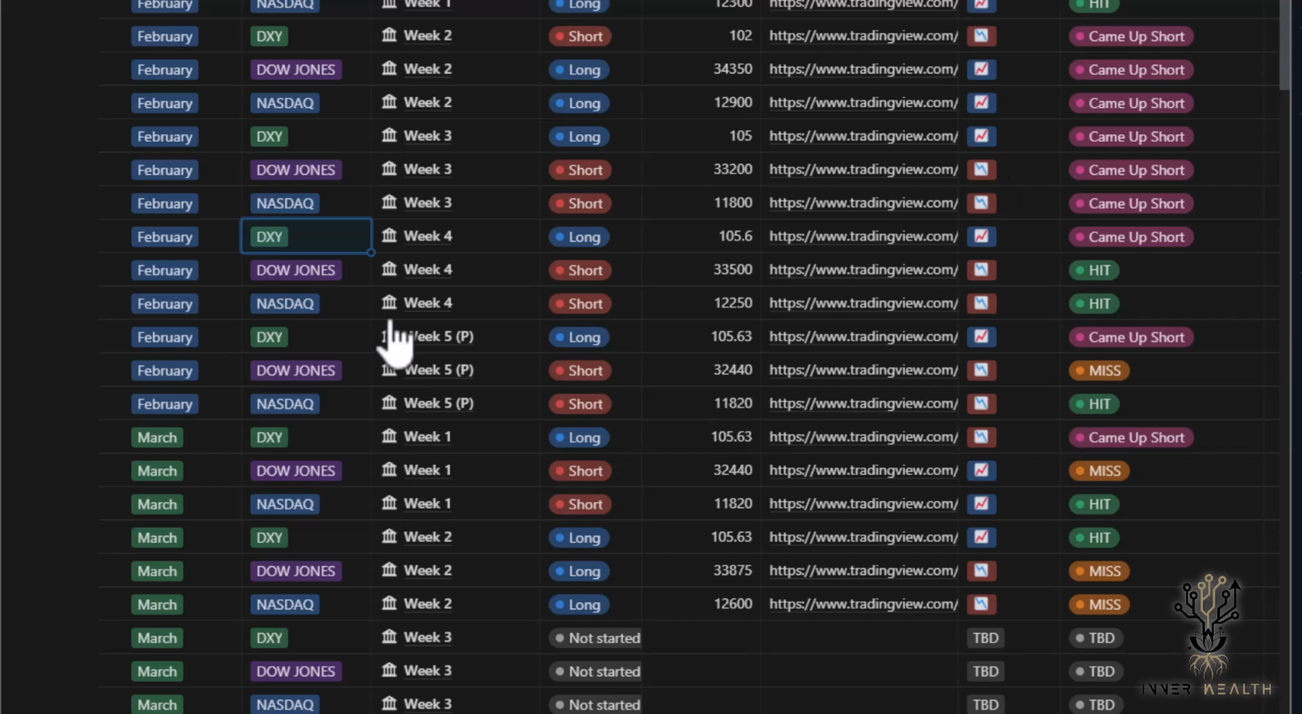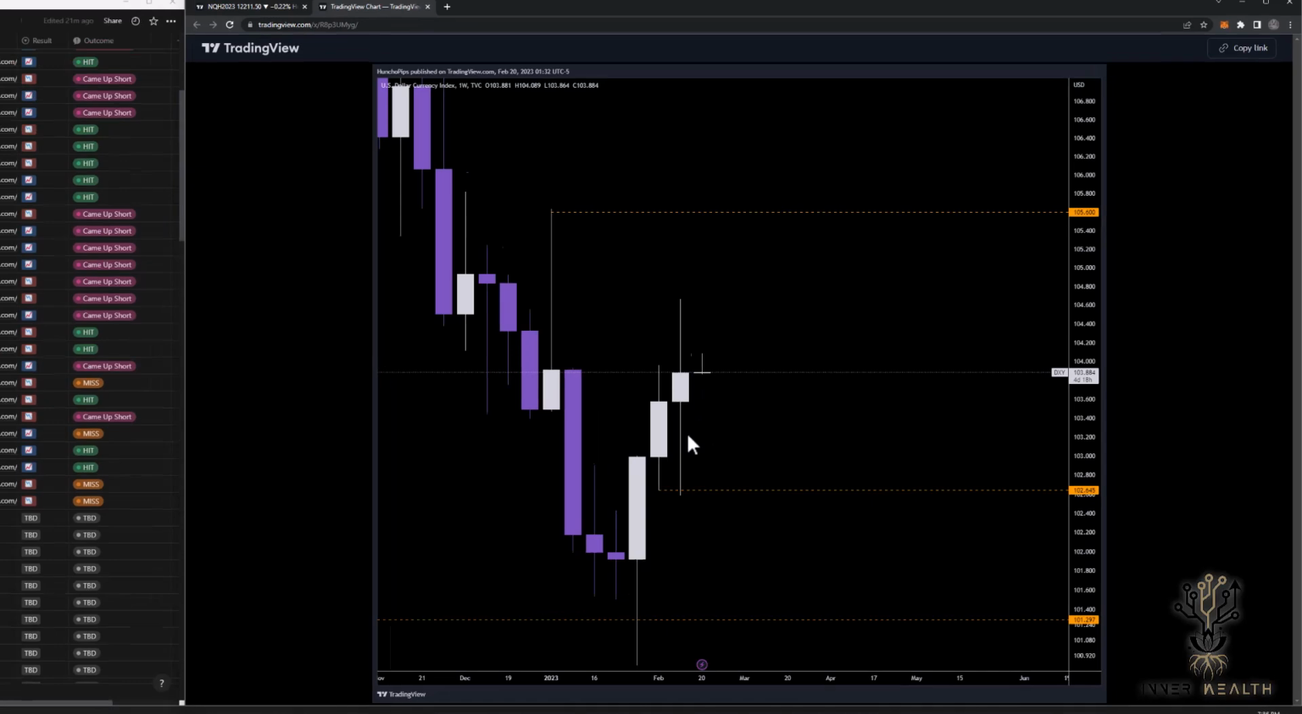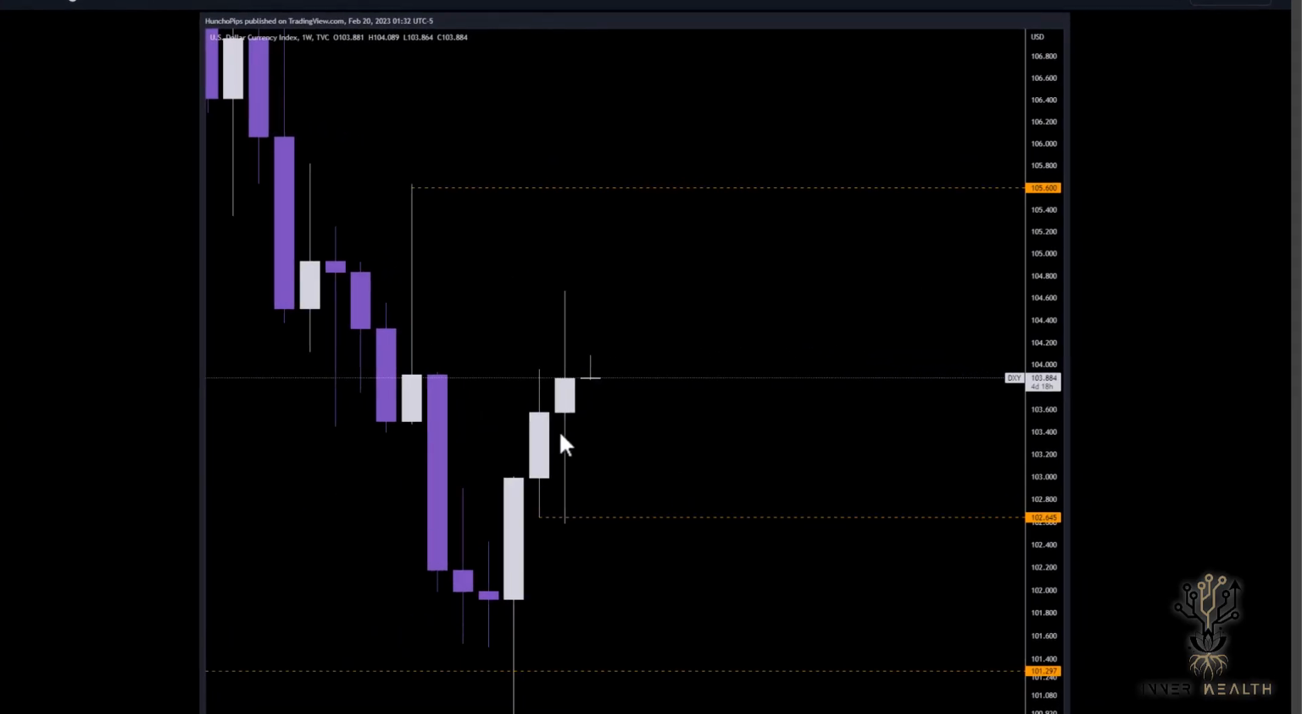Okay? Pick, if you were bullish on DXY, cool. It is week 4 of February on DXY, and you pick that you're going to go long. Okay, you're aiming longs to 105.600. Okay, and then you set up a nice link where it shows your target, your overall target, and where you're aiming for.